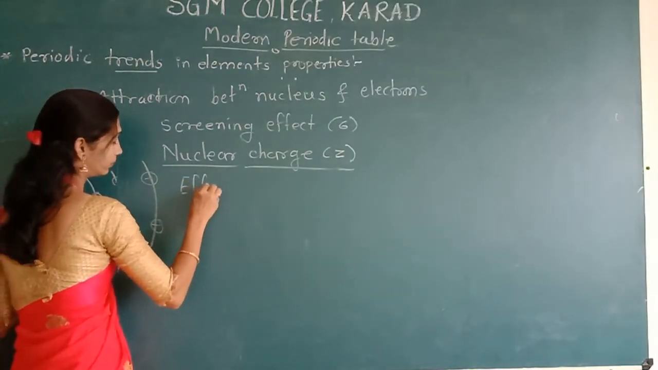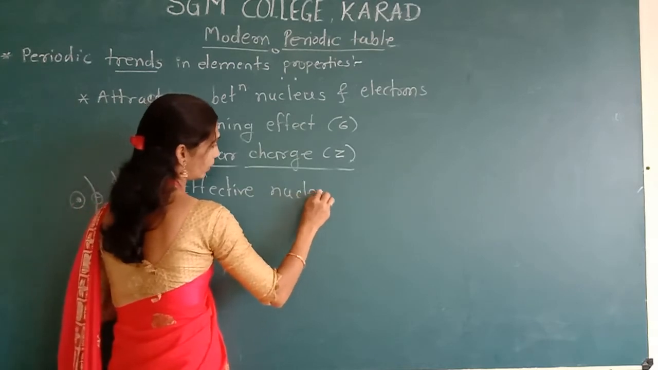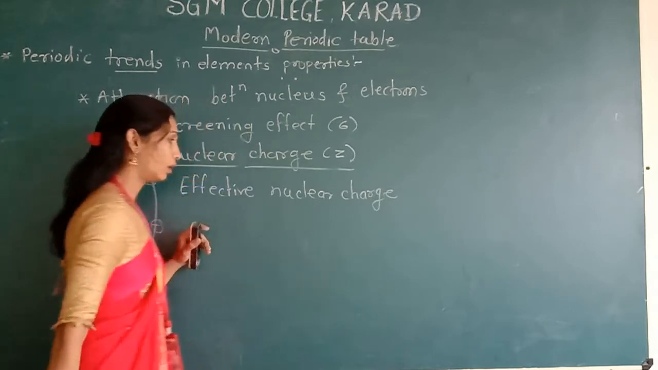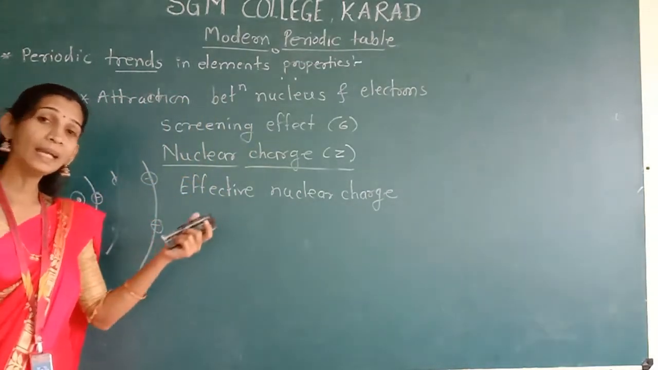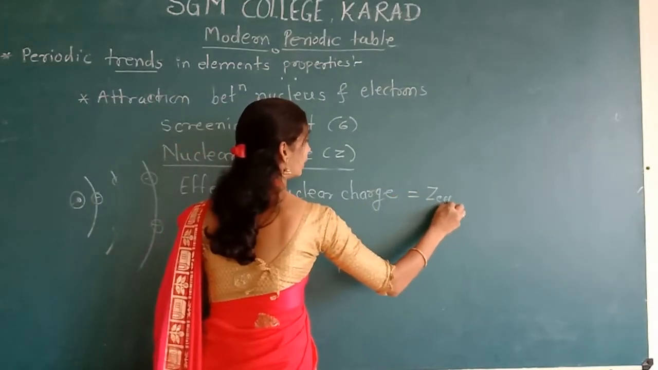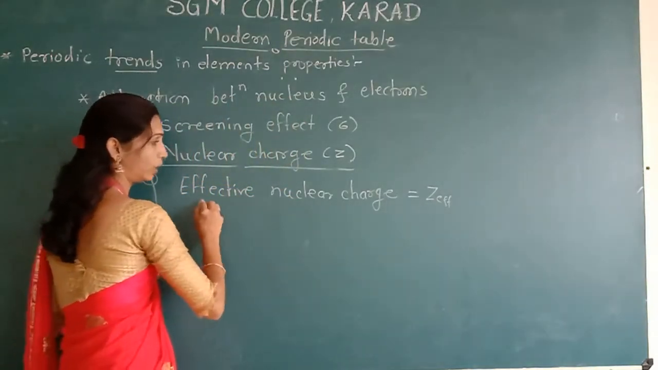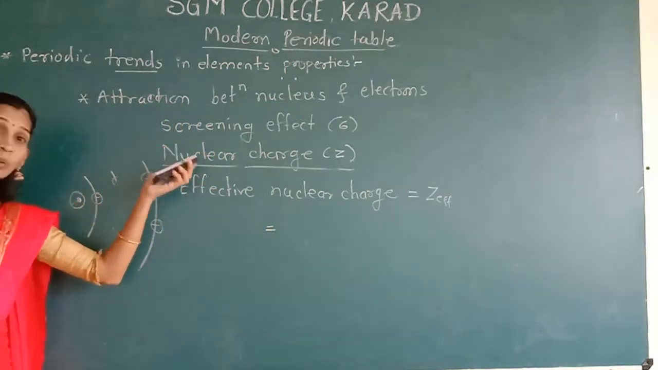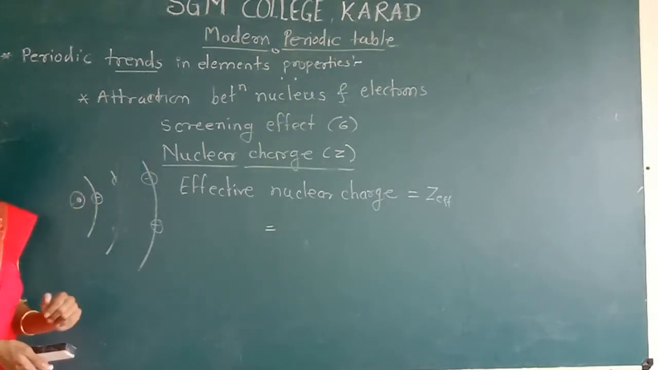Effective nuclear charge. By this we have the formula of this effective nuclear charge. That effective nuclear charge is denoted by Z effective or Z star. Now the formula: effective nuclear charge is equal to our total nuclear charge minus the screening effect or shielding effect.